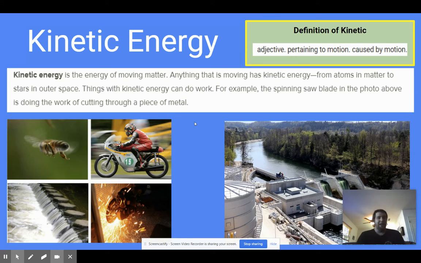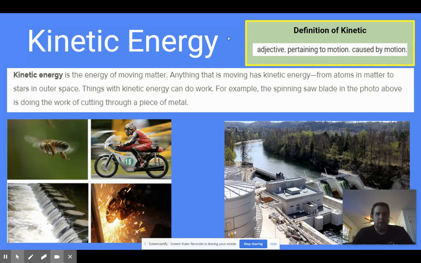Kinetic energy: this term, kinetics, has a whole field in physics based off of it. It's just motion. The definition of kinetic is pertaining to motion or caused by motion. Kinetic energy is the energy of moving matter. Anything that is moving has kinetic energy, and the atoms in matter, from the stars in outer space to the small stuff, all of it that is moving has kinetic energy.